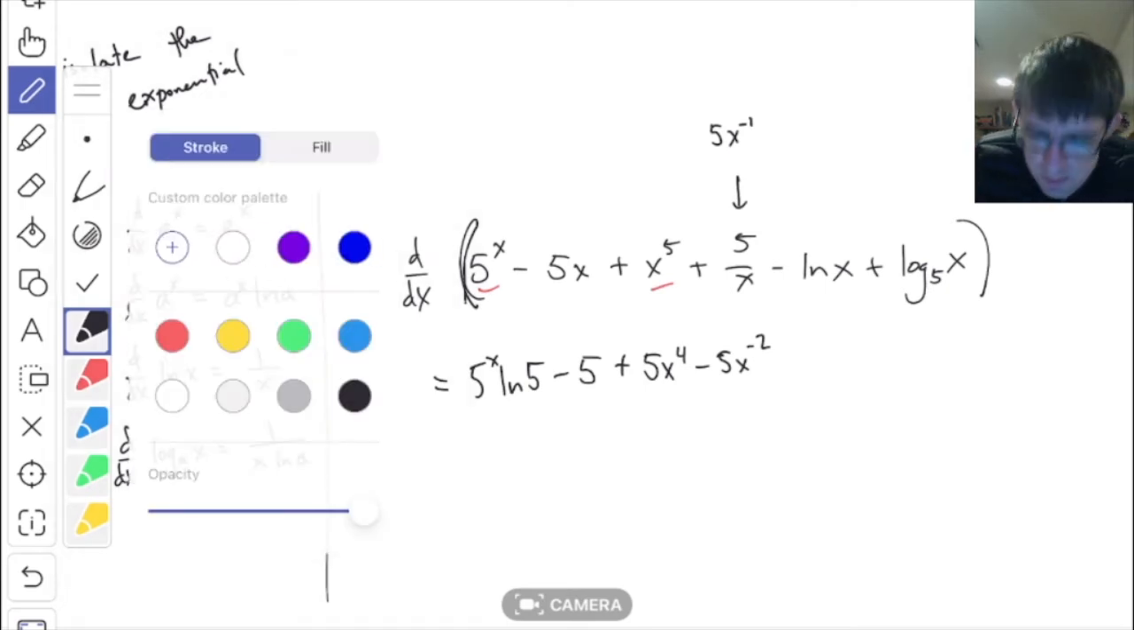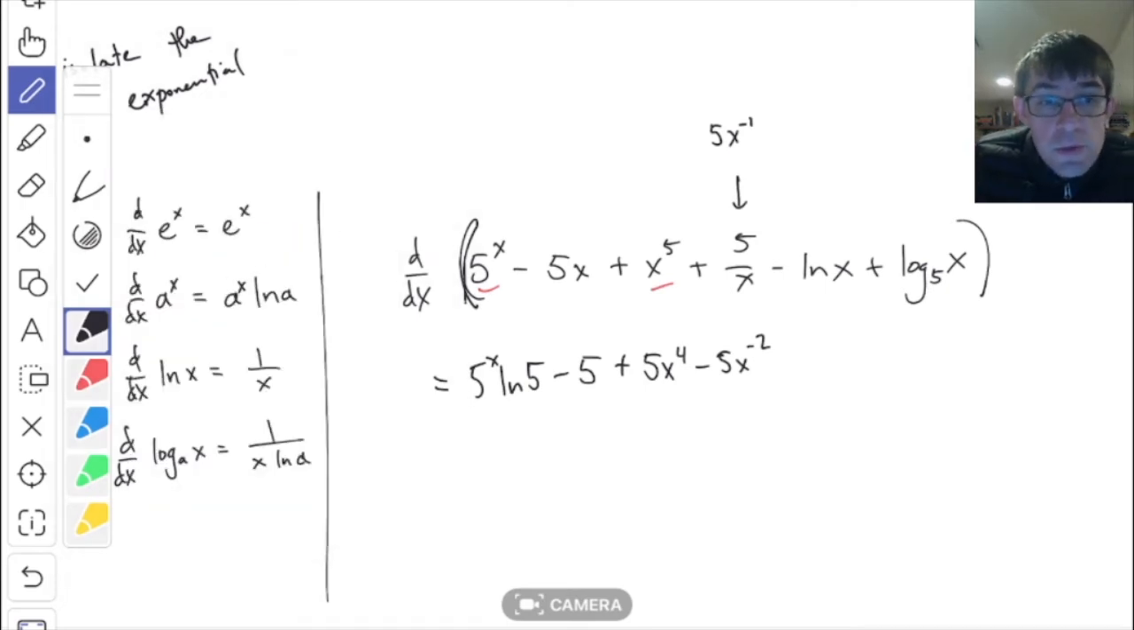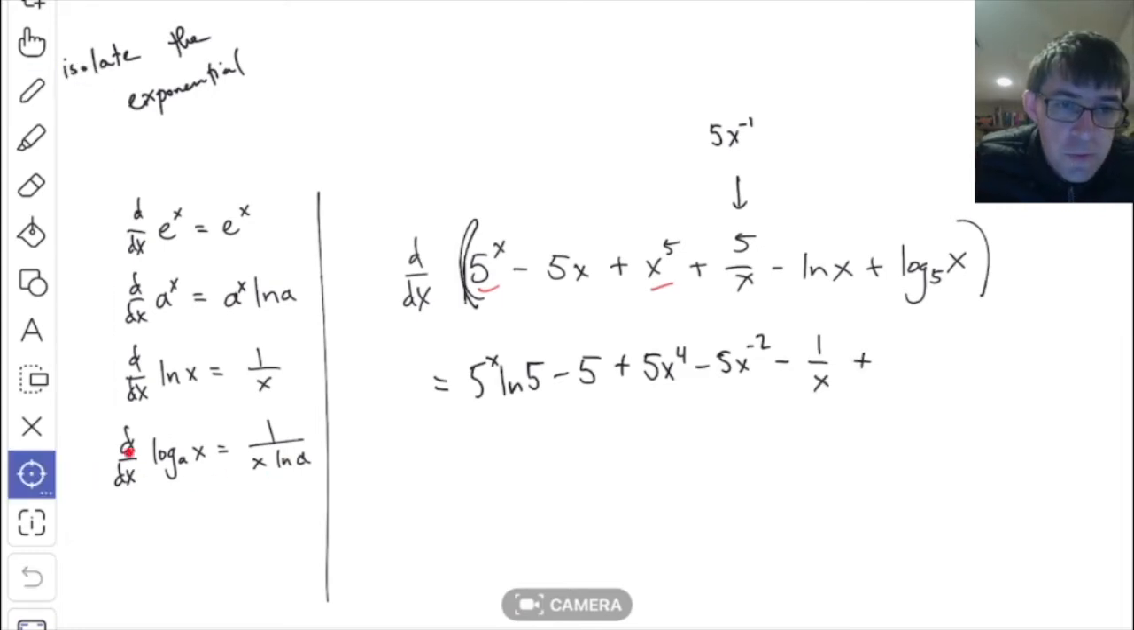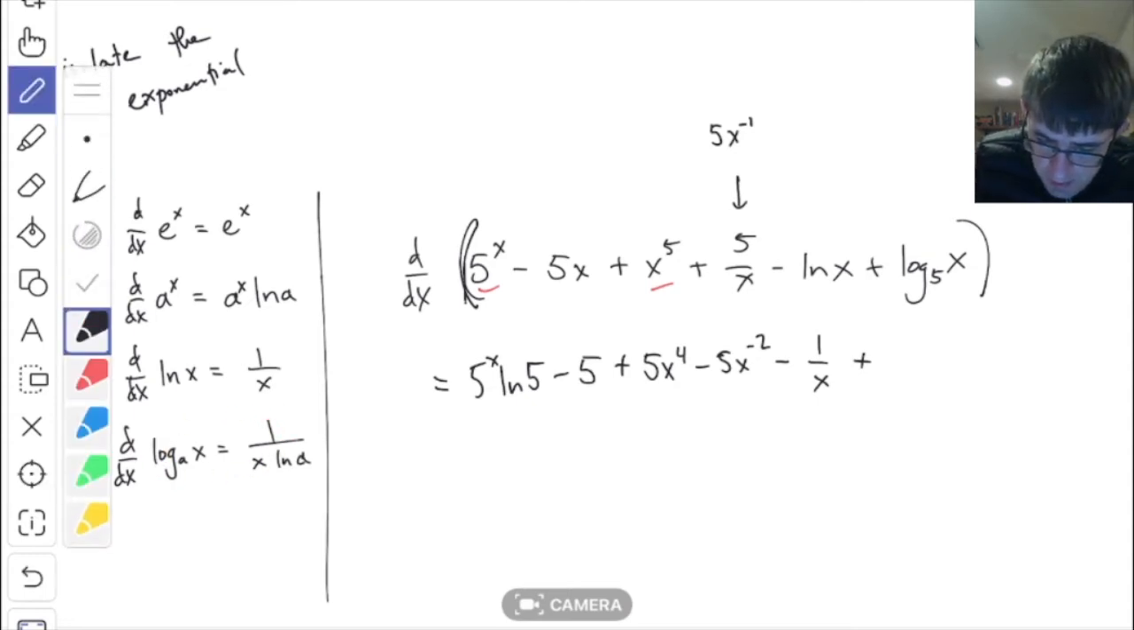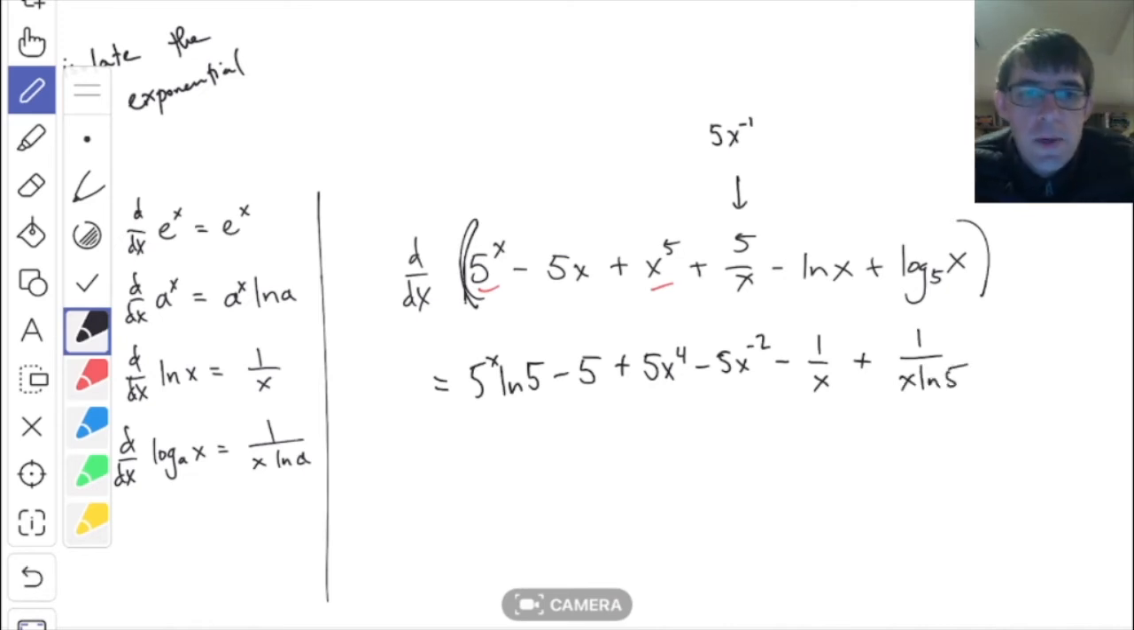Okay, how about the next one? Ln of x. So this, we use the formula directly. Derivative of ln x is 1 over x, so this just becomes minus 1 over x. And then finally, log base 5. Again, this is just straight up this formula right here. Log base 5 of x becomes 1 over x ln 5. Right? That's the derivative of that. Any questions about those ones individually?